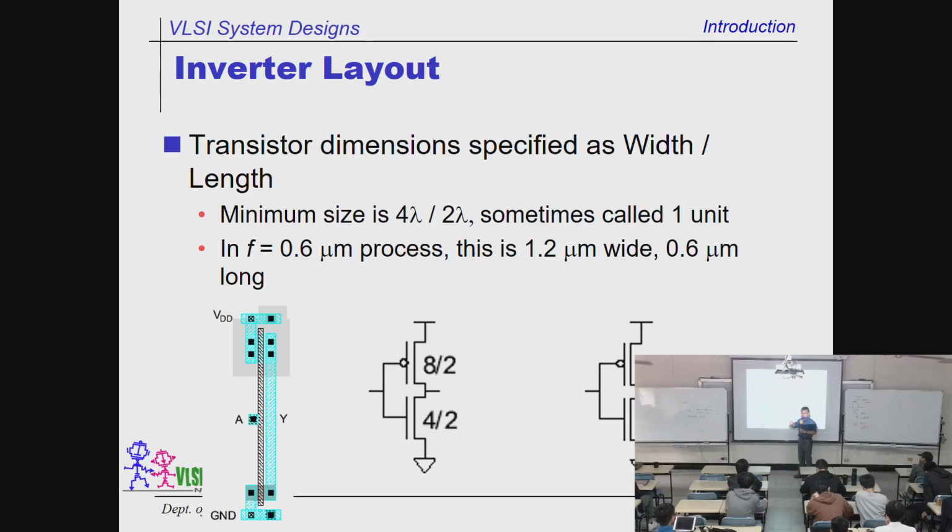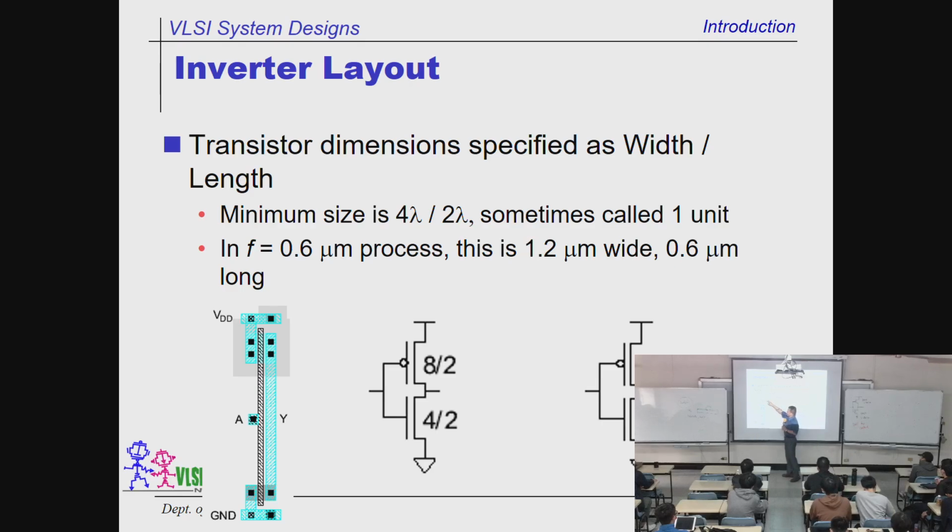How many lambdas? In Mead and Conway's book, they are the first group, the first in the world, to define this. We use lambda as a unit to denote how big the size of the transistor is. So 2 lambda stands for the minimum size of this process. So 2 lambda over there is the length, and 4 lambda stands for the width. The right-hand side of the slash stands for the width, and the left-hand side stands for the length. It's called 1 unit.